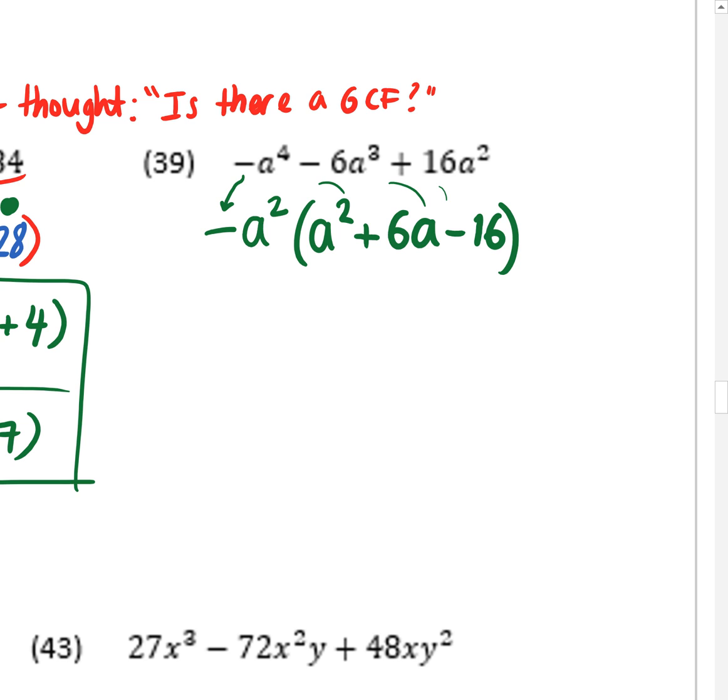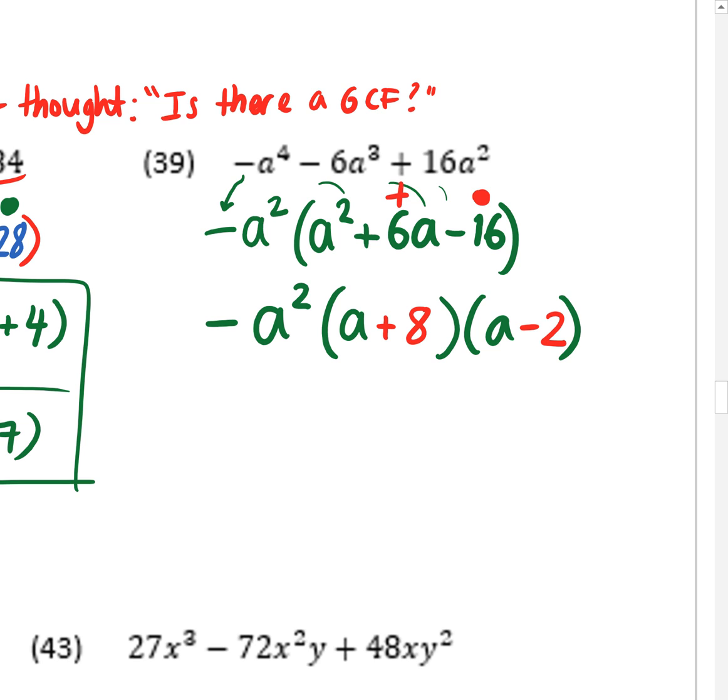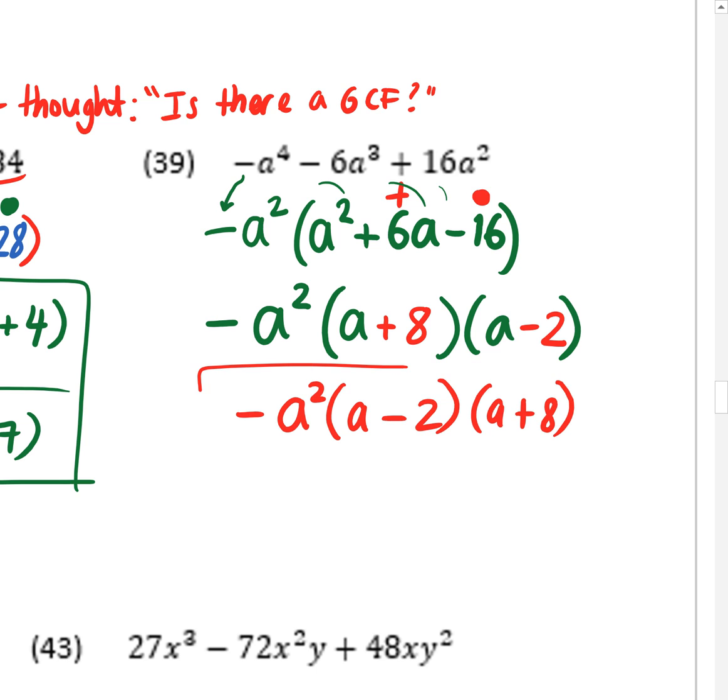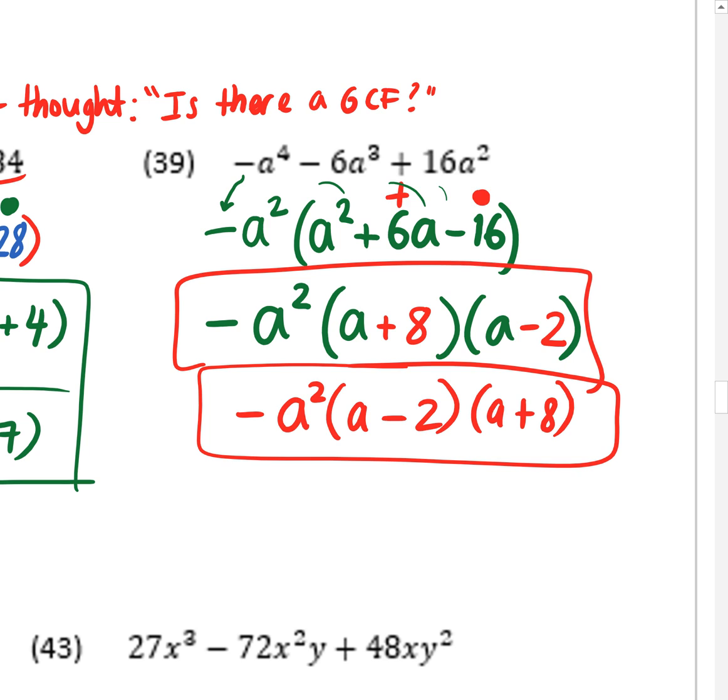Now it should be that what's inside factors further. Let me just carry this -a squared along. It's going to be an a and an a. Then I need to figure out what multiplies to -16 but adds up to 6. It'd be +8, -2, or vice versa. It could be -2 plus 8. As long as you keep the right sign with the right number, it doesn't matter which one comes first. But that works, because +8 times -2 is -16, and +8 plus -2 is +6.